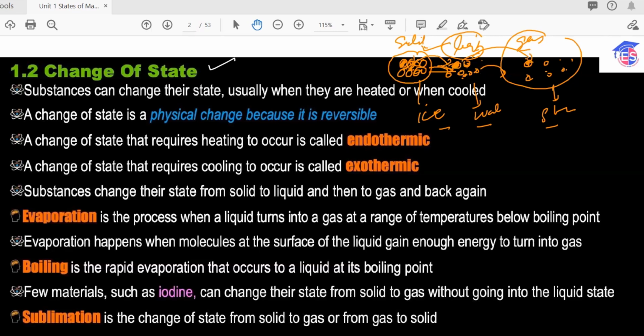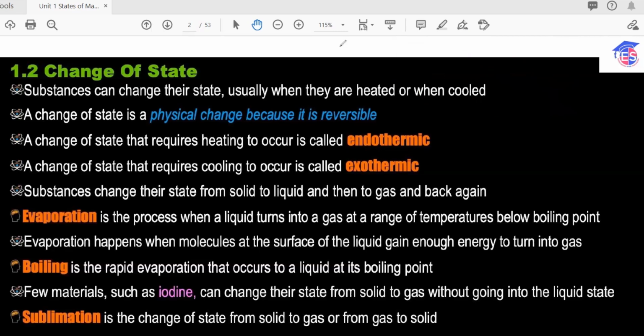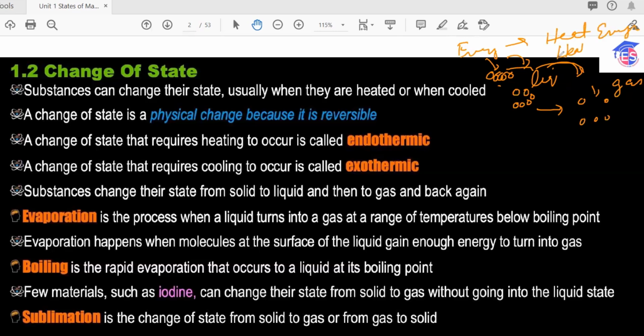But now, how can we change the distance? That is by energy. If you give energy to a solid, its particles move away from each other a little bit, so it becomes liquid. And if we give energy to liquid particles, they move more apart from each other, so they become gas. So by giving energy, we convert solid into liquid and liquid into gas. The energy we are giving is known as heat energy. In other words, if you heat them, you can convert solid into liquid and liquid into gas. Whenever you give heat to a substance, this is known as an endothermic reaction.